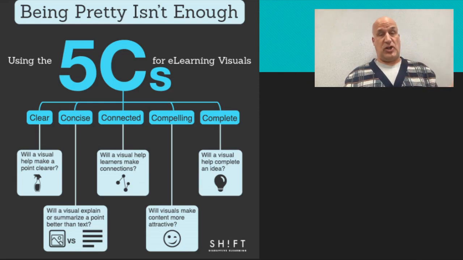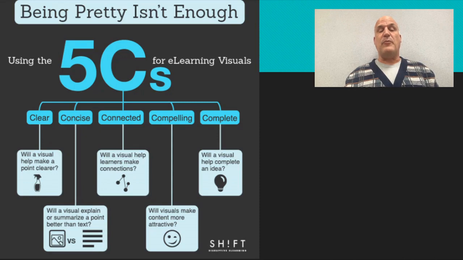And these are clear. So is the visual making the point that you want it to? Is it clear to the audience why this picture is there and what it is trying to do? Concise. So does it explain a long, complicated idea in a short amount of time? That's why we use visuals to illustrate something that may be complicated and to show us what that would look like. The third C is connected. Do they help the learners make connections? So if you're trying to teach something, is this visual then making that connection clear?